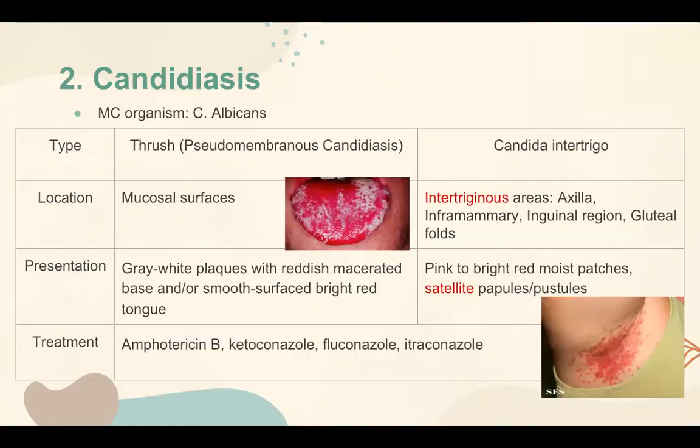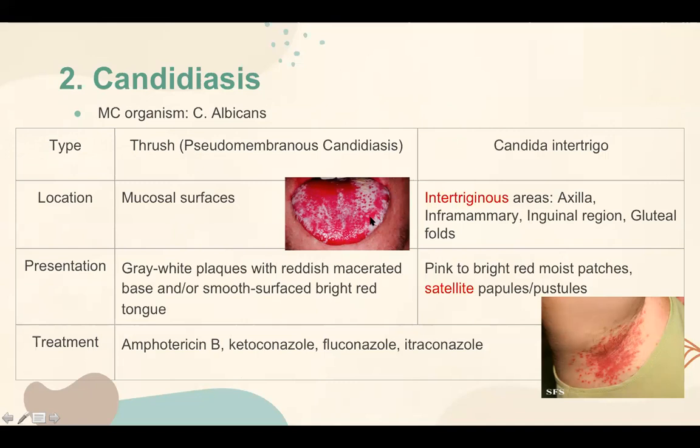Now, the second group is the candidiasis infection, most commonly caused by Candida albicans. Now, it has a wide variety of presentations, but one of the most common is the thrush or pseudomembranous candidiasis, most commonly affecting the mucosal surfaces, such as the tongue, presenting with a gray-white plaque with reddish maceration. So the tongue kind of appears as a bright red color.